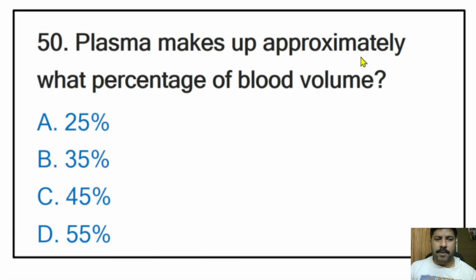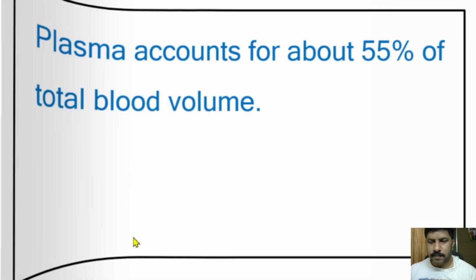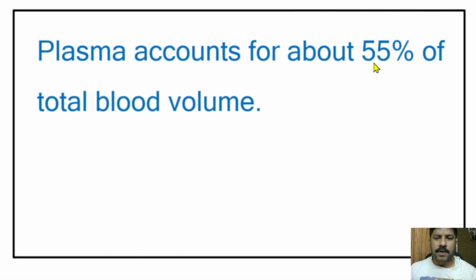Plasma makes up approximately what percentage of blood volume? 25%, 35%, 45%, 55%. The correct answer is option D, 55%. Plasma makes up approximately 55% and the blood cells make up 45%. Plasma accounts for about 55% of total blood volume.